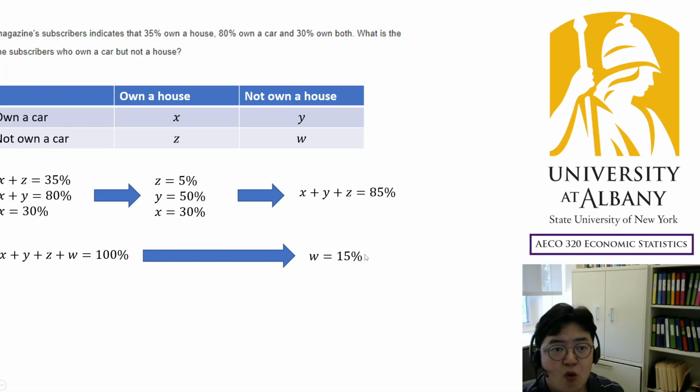But the question asks, what is the probability of own a car but not a house? Own a car but not a house. So that is y. So it asks you to find y. We already found it here. So the answer is 50%. Okay, so it is like solving a system of linear equations. I believe you should be able to do that. And your numbers, of course, may be different, so be careful when you solve for these unknowns.